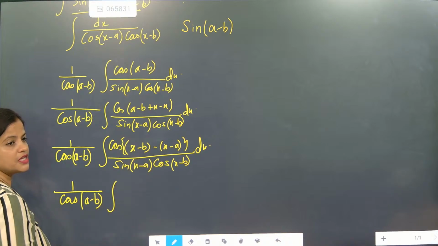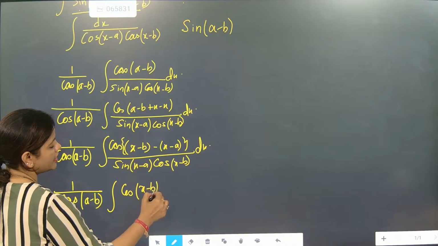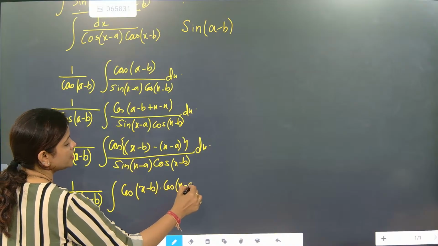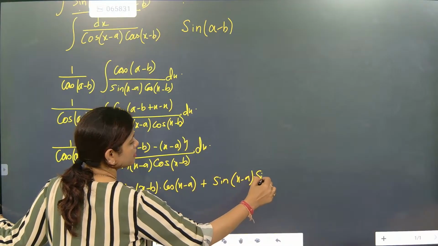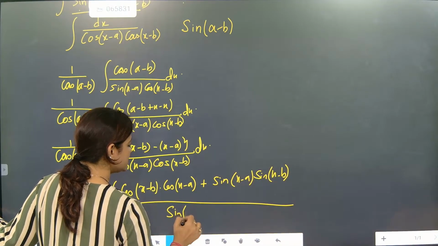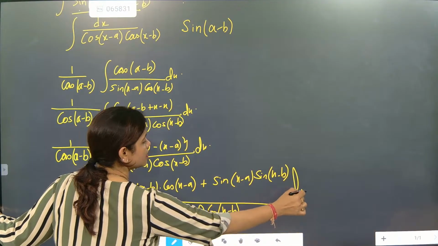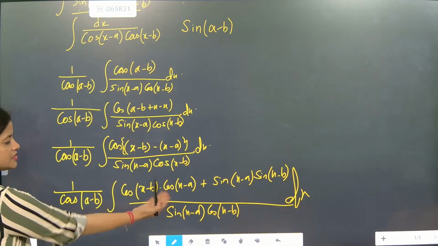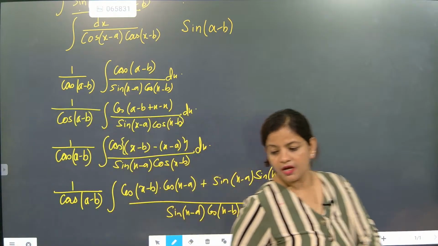Cos A minus cos B is cos A into cos B plus sine A into sine B, by sine of (x minus A) cos of (x minus B) dx. Understood? So we will separate this one out. Now with the separation you will be able to solve this question. Now check this one out.